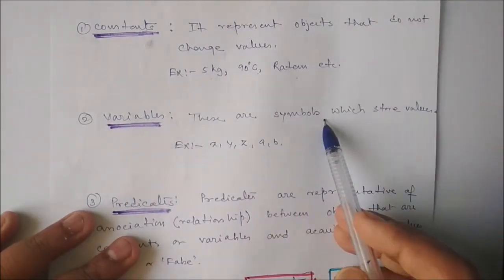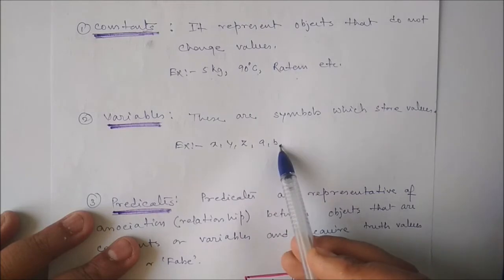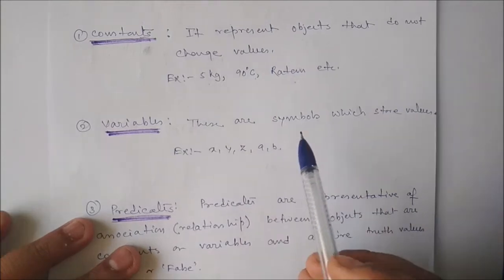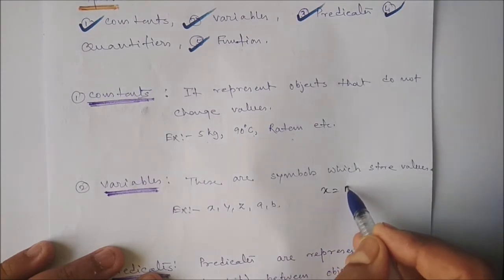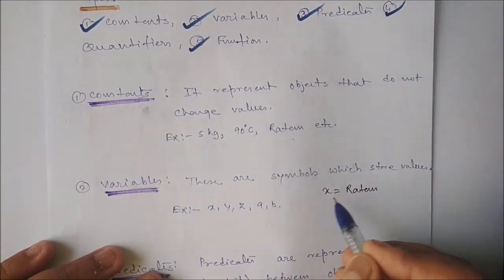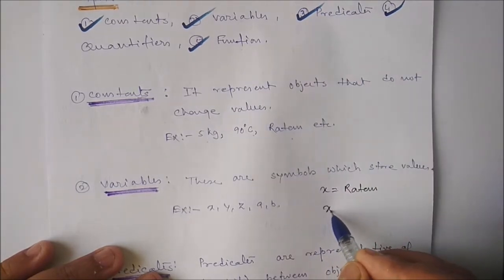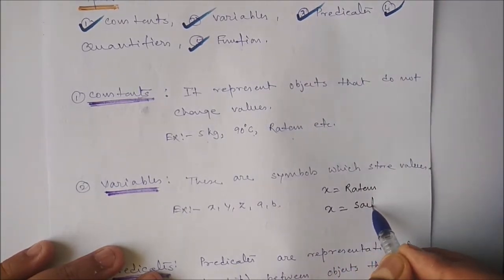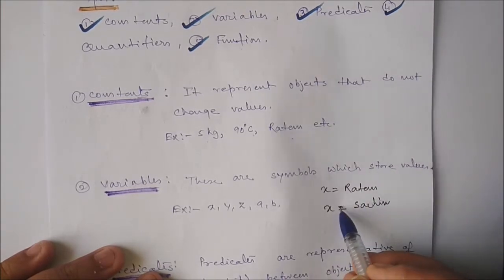Variables are the symbols which store the values. So X, Y, Z, A, B. Suppose here Ratan is a constant and we can write X is equal to Ratan. That means X holds the value Ratan, constant. Or we can say X is equal to Sachin. So Sachin is a what? Constant. Sachin, X variable stores Sachin.